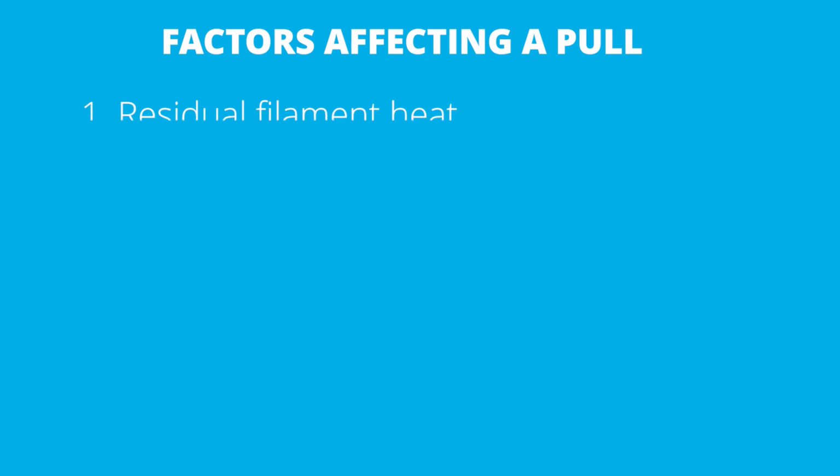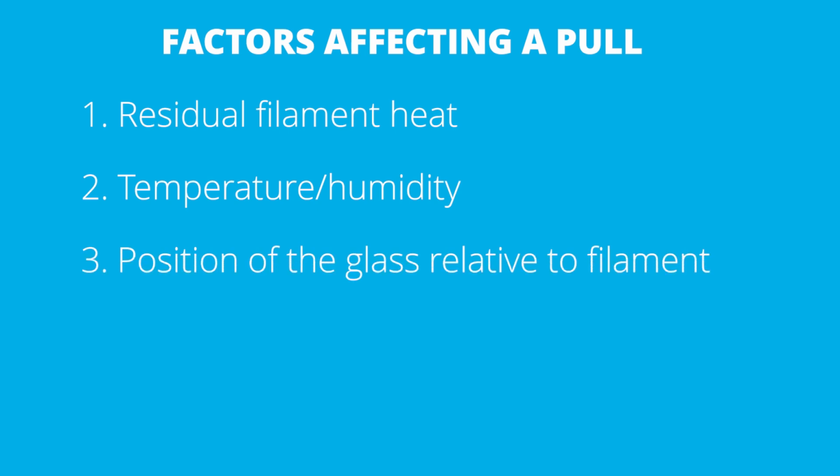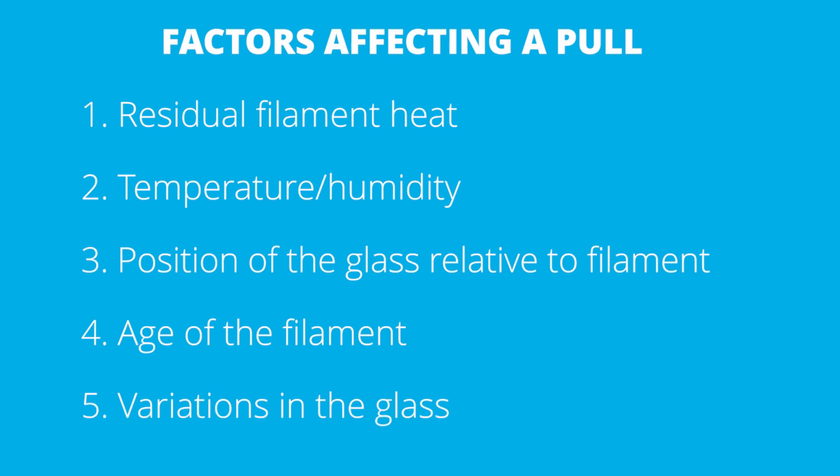Remember, the residual filament heat, environmental conditions, the position of the glass relative to the filament, the age of the filament, and variations in the glass all affect the shape of the pulled micropipette. Be patient and make adjustments to your program as necessary.